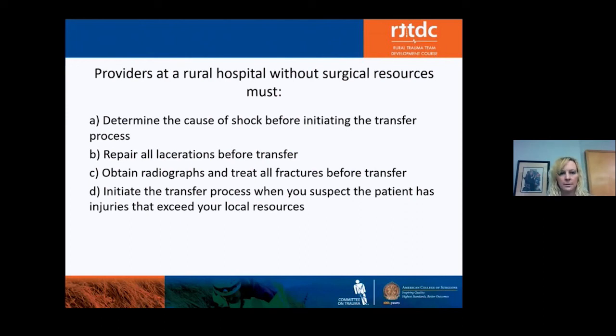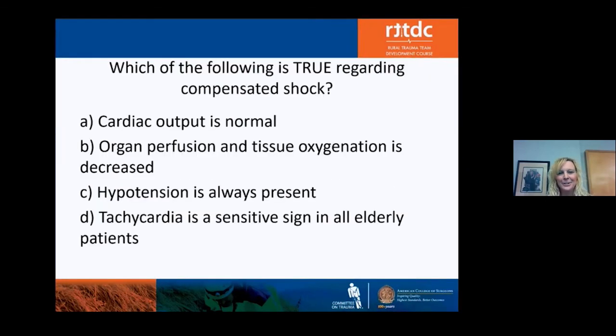All right. I think you only have three questions. Which of the following is true regarding compensated shock? A, cardiac output is normal. B, organ perfusion and tissue oxygenation is decreased. C, hypotension is always present. Or D, tachycardia is a sensitive sign in all elderly patients.